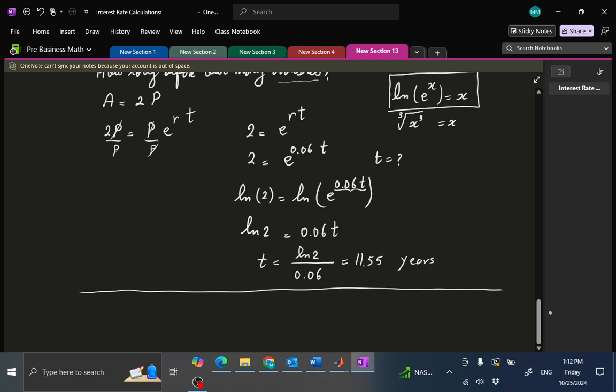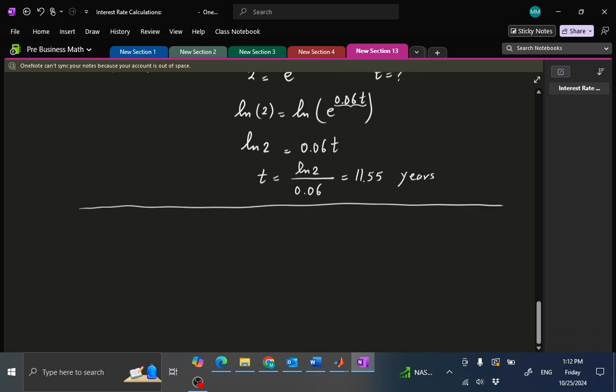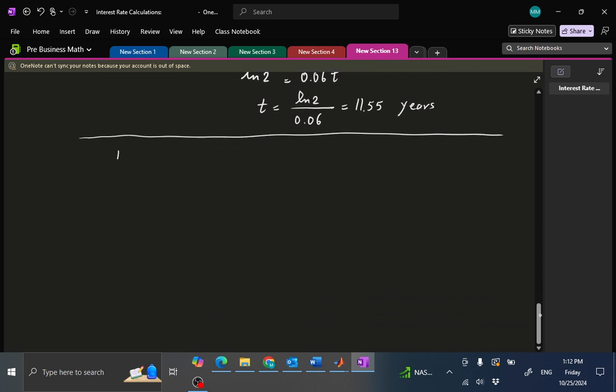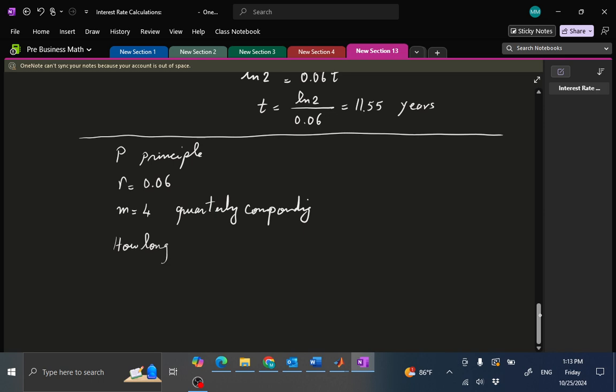Well, what if we weren't doing continuous compounding? What if it was some other kind of compounding? Suppose again, as we said, we don't need to know what exact principal we are dealing with. Suppose the interest rate is the same 6%, and we are compounding 4 times, or quarterly. So same question, how long before the money doubles?